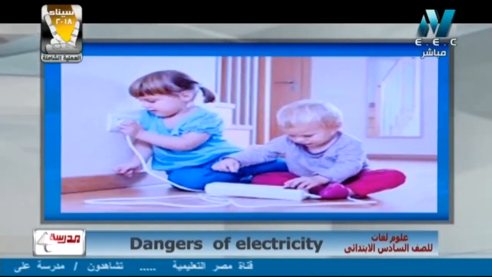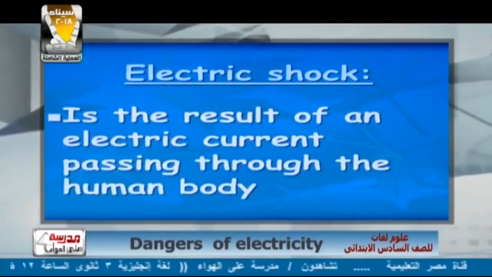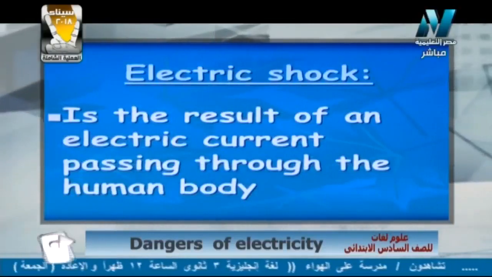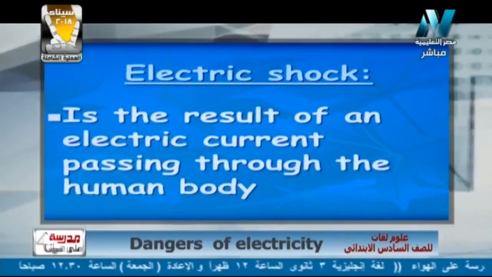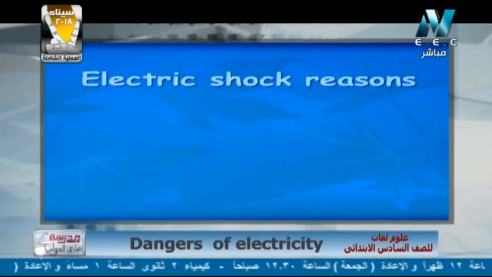لا قدر الله ممكن تؤدي للوفاة. So again, electric shock, what's meant by this again? It is the result of an electric current passing through the human body. So now, what are the reasons of the electric shock?